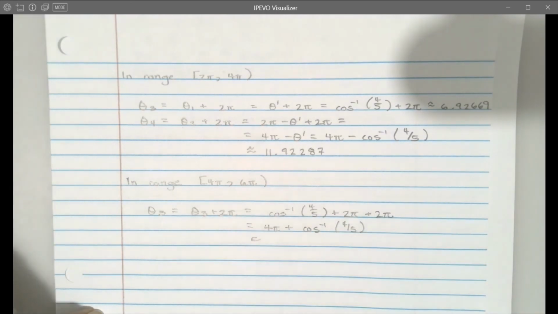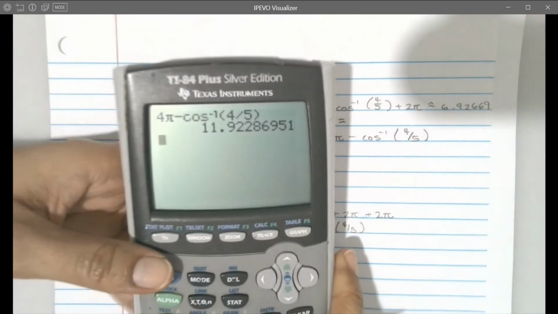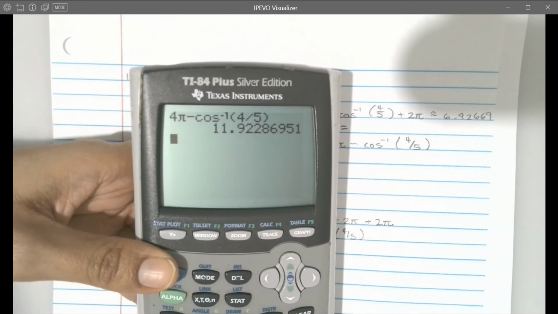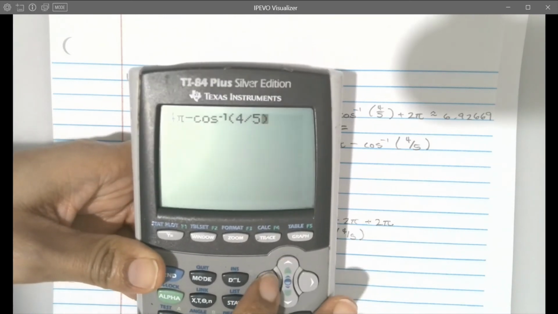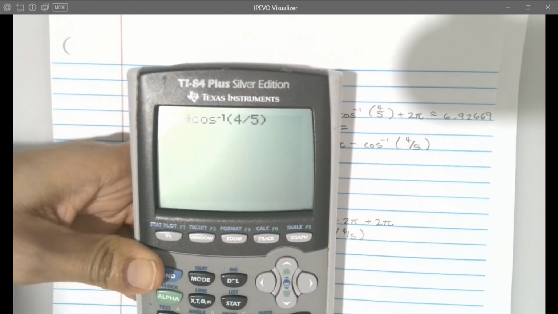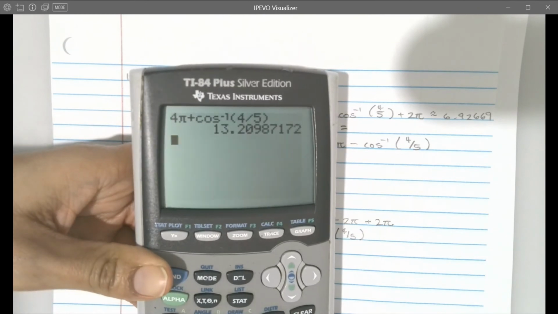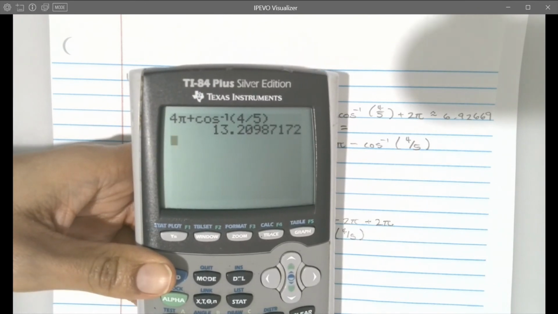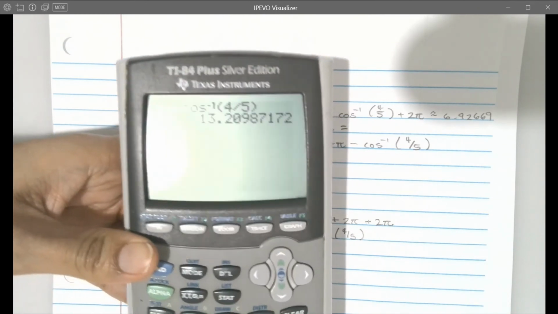And let's see what that gives us. Okay, so I'm just going to take the previous answer and change that minus to plus. We get approximately 13.20987.